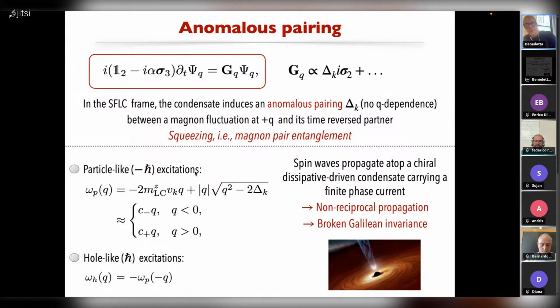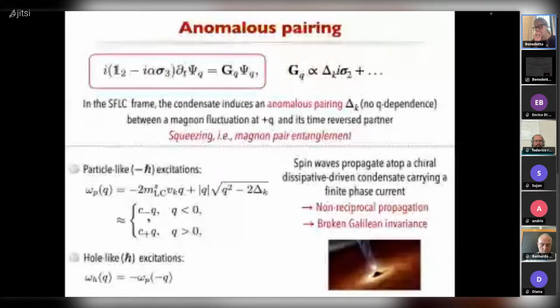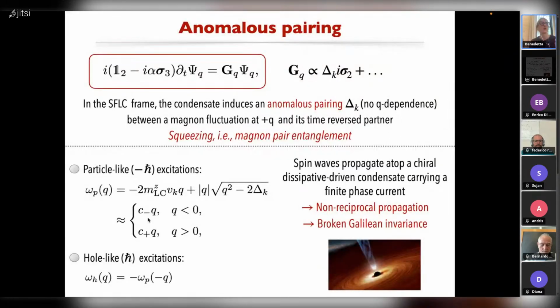Now we have our effective pseudo-Hermitian Hamiltonian, so we can diagonalize the system, and what we find is that our particle-like excitations have speeds that are asymmetric. So now there is a non-reciprocal propagation, and it's very important to notice that here we tune the non-local dissipation to 0. So there is no non-Hermitian skin effect.